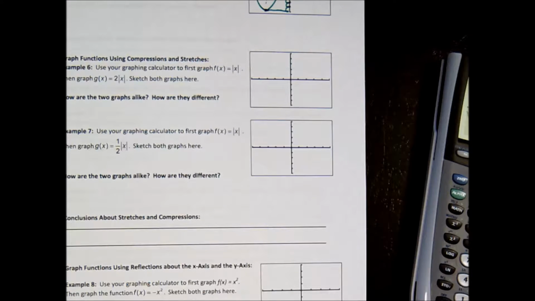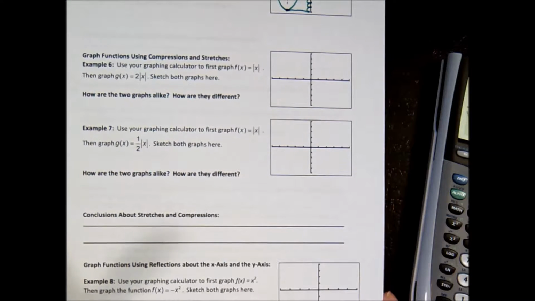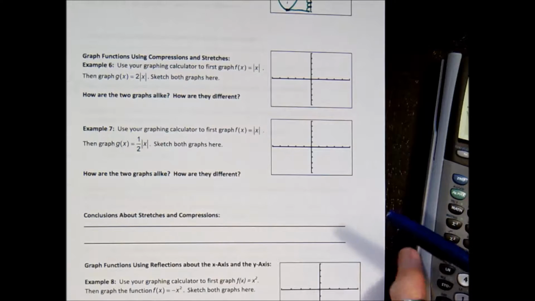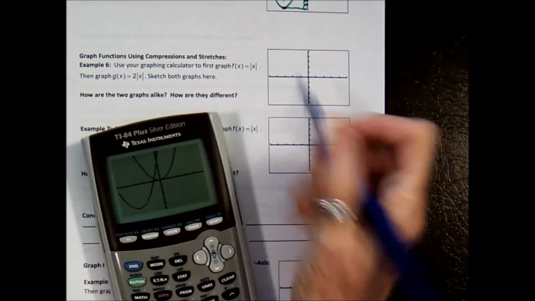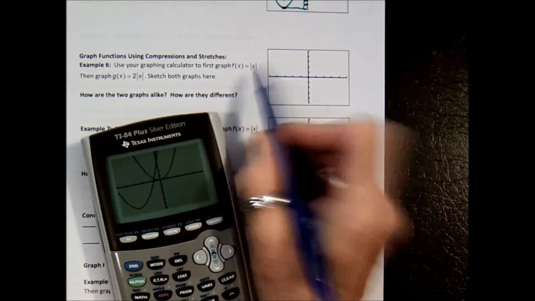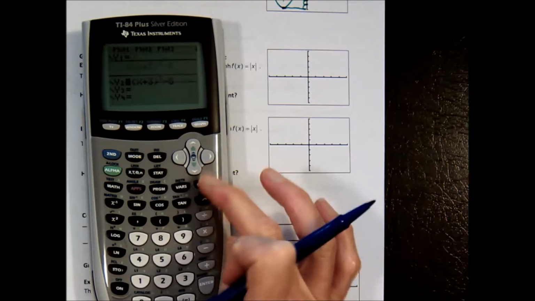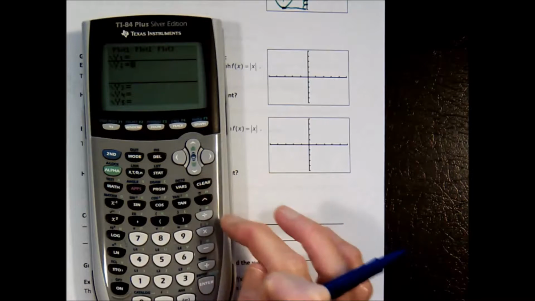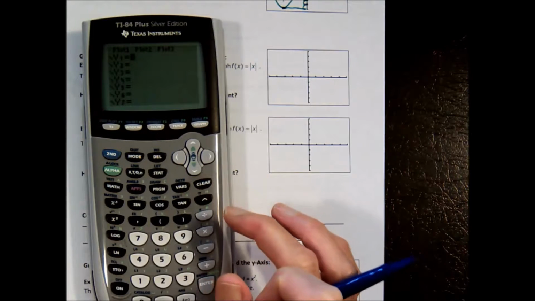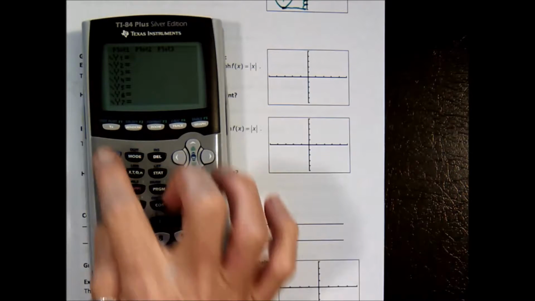Let's look at what is called compressions and stretches. So we're going to start again using our graphing calculator. We're first going to graph f of x equals absolute value of x. So go into y equals, go ahead and hit clear for both of those. Go back up to y1, and we're going to do absolute value. That's in the catalog. So second catalog, it's the first one. Hit enter of x. Hit enter.